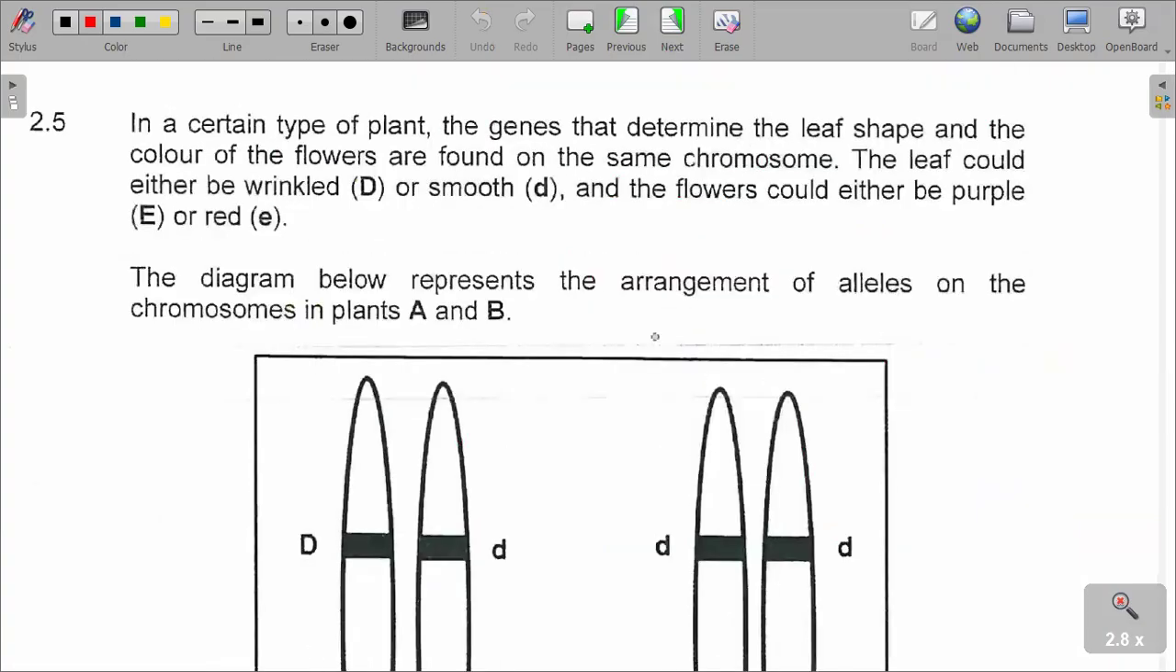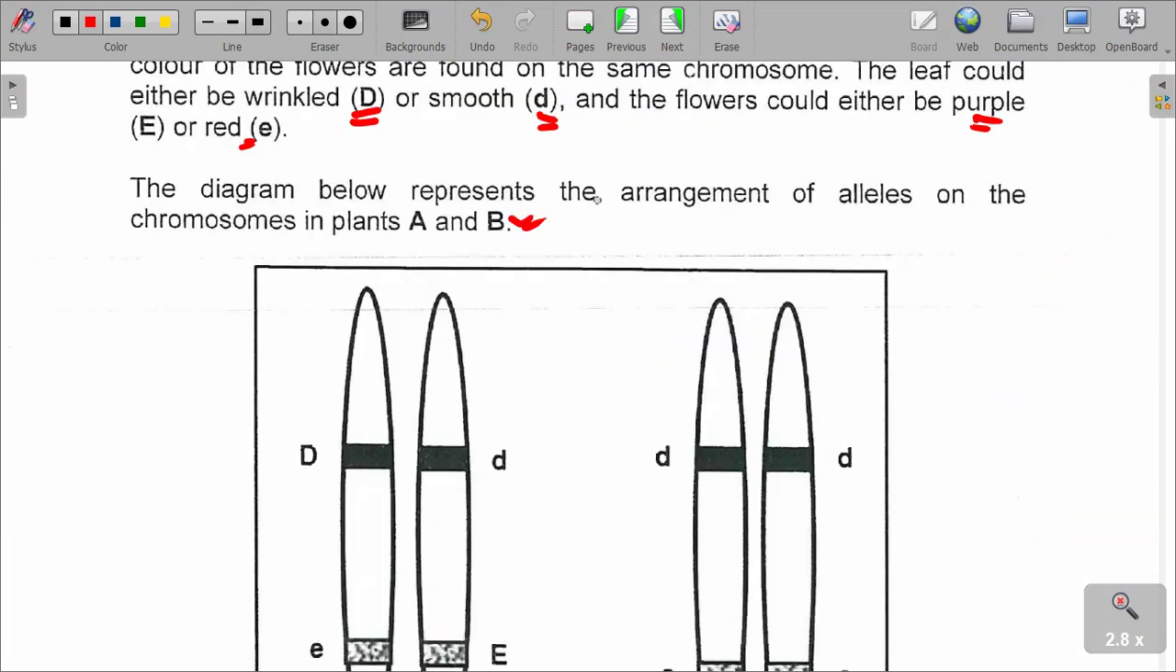2.5, we are given that in certain types of plants, the genes that determine the leaf shape and color of flowers are found on the same chromosomes. The leaf could be either wrinkled or smooth, and the flowers could be either purple or red. So the diagram represents the arrangement of alleles on the chromosomes in plant A and B, which we are given there.